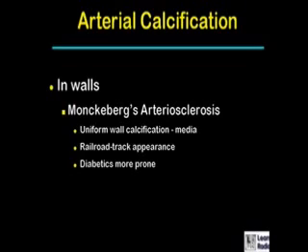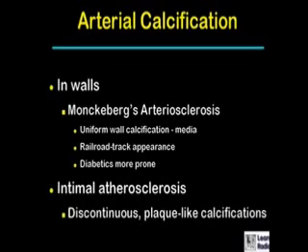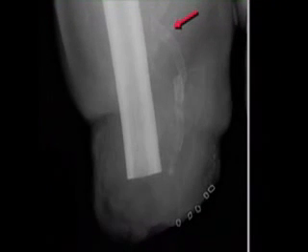Mönckeberg's arteriosclerosis is a uniform wall calcification in which the media is involved. It has a railroad track appearance, and diabetics are much more prone to develop this form of arterial calcification. Intimal atherosclerosis tends to be much more discontinuous and plaque-like in its form. This is an example of the arterial type of calcification that is seen in a patient with diabetes, Mönckeberg's arteriosclerosis.